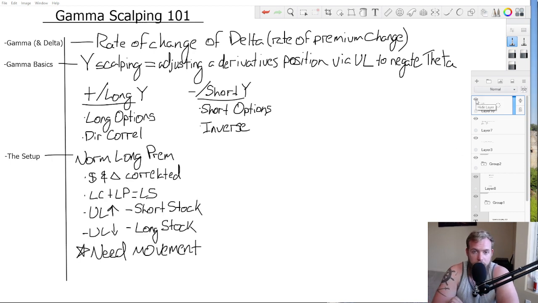All right, so let's get into the setup. I'm not going to go into an example on this one to keep the video a little bit lighter. I'll let this digest for everybody, and then we'll do a follow-up to work through a couple examples. So this is what it normally looks like. Like I said, it's going to be a long premium trade. It doesn't have to be, but if we're going to talk about gamma scalping in a pure form, this is where we'll start.